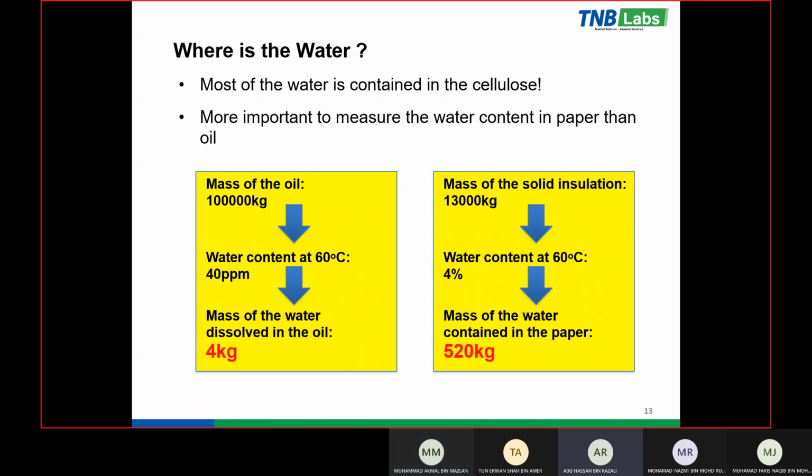Hi, I am Bosan. What I learned about the last seminar is about water. Water is the most content in the cellulose. It is more important to measure the water content in paper than in oil. So the mass of the water dissolved in the oil and the mass of the water contained in the paper are different. One is 4 kg and one is 520 kg.